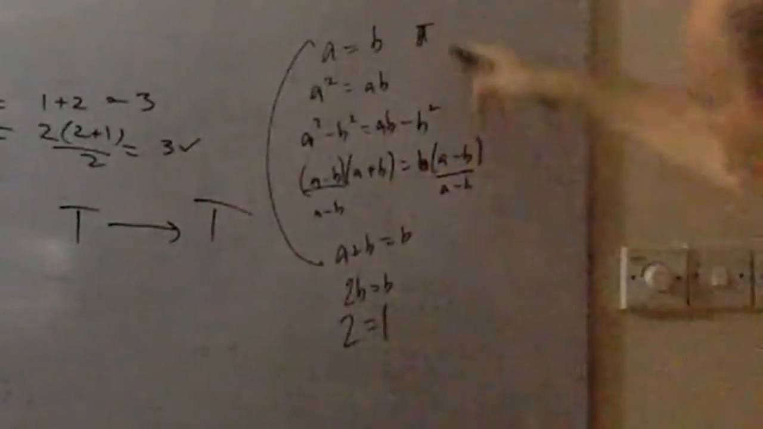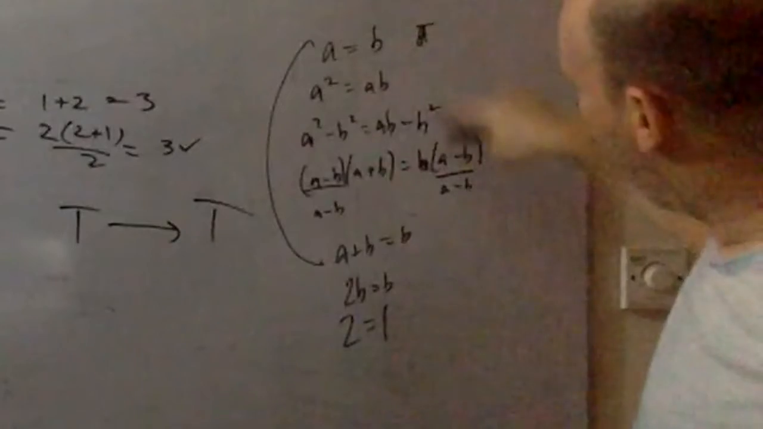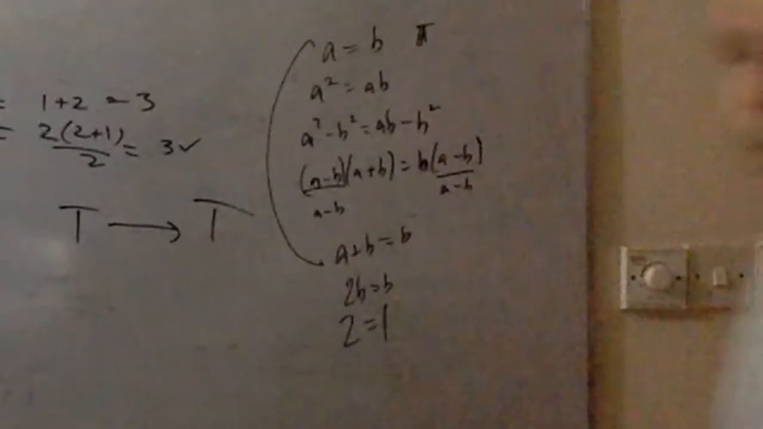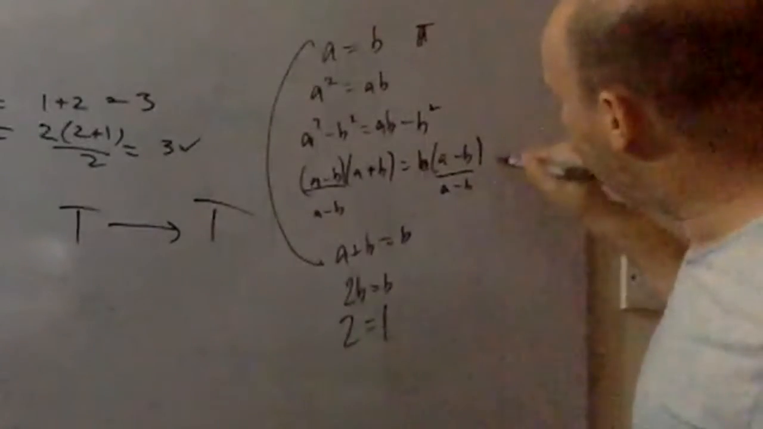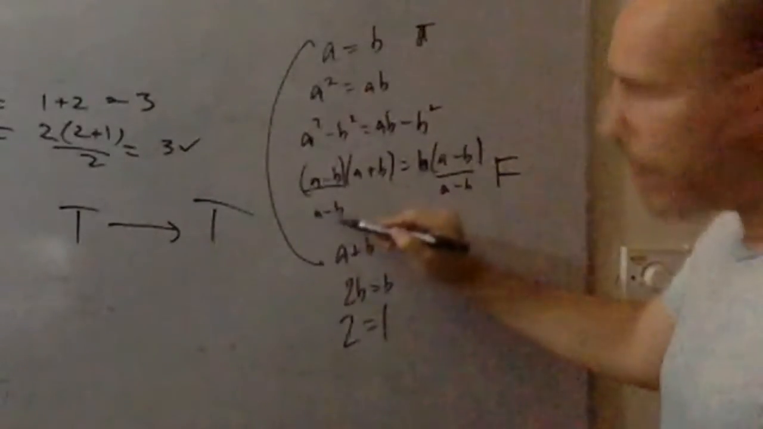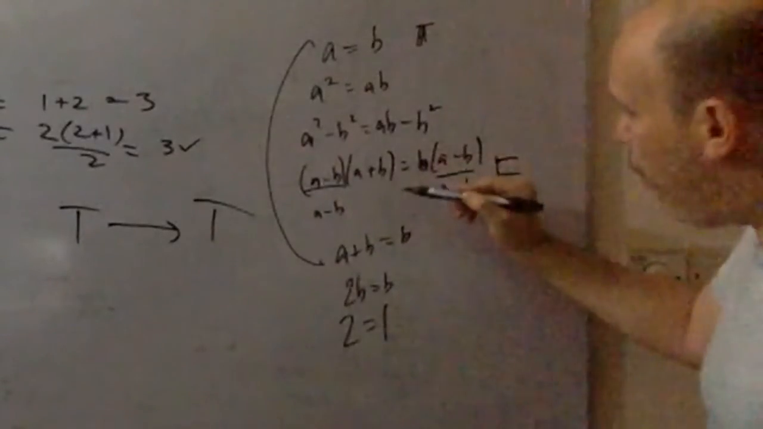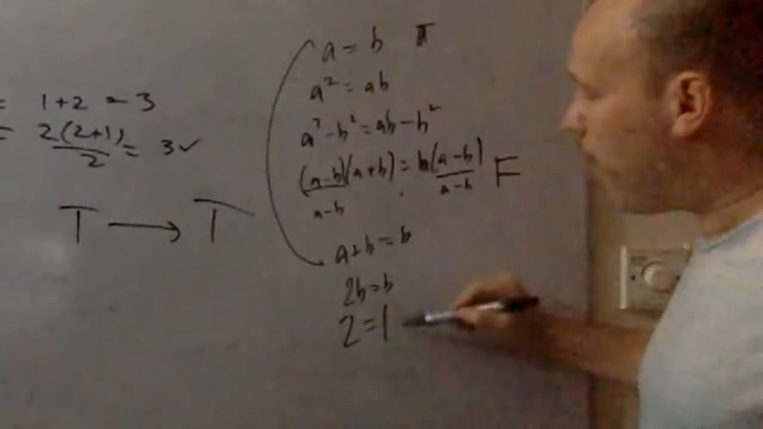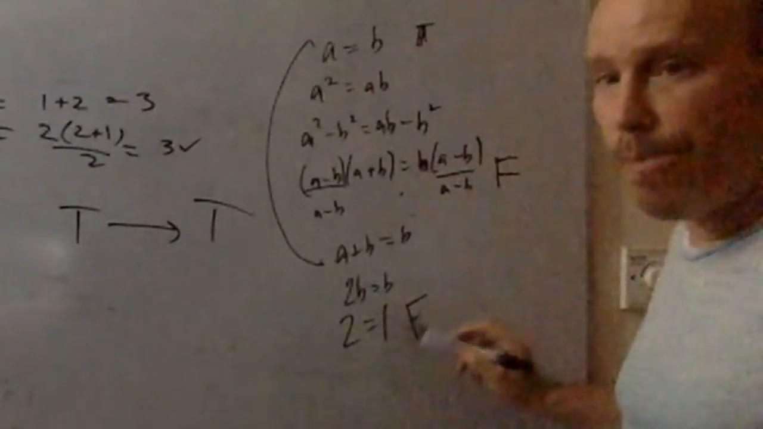What's the problem? I want you to think about what's the problem with this proof. What happened? Well, the error was right here. This was false. You can't divide. If A equals B, then A minus B is 0. And because we threw something false in there, we end up with a false conclusion.